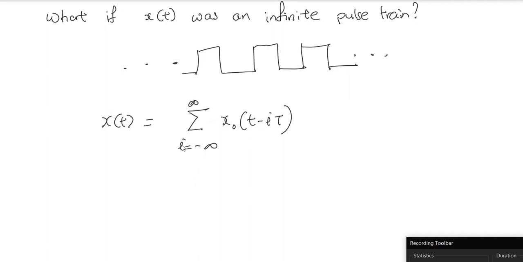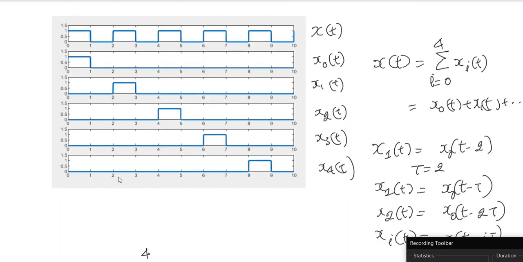Note that for each i, we get a shifted pulse signal. And therefore we have infinite i, so we have infinite different shifted pulse signals. And if you add them all up, you get your infinite pulse train. So what we are discussing here is a very simplistic decomposition of some periodic signal in terms of fundamental signals, where we have a periodic signal and we are expressing this as a sum of shifted single periods, right?